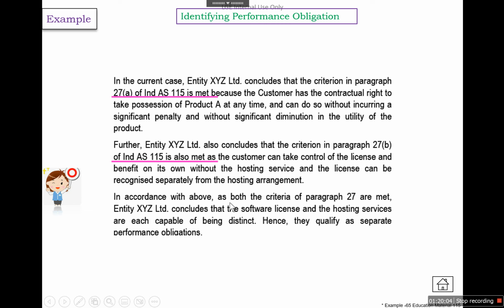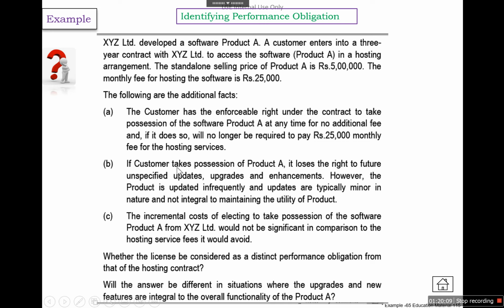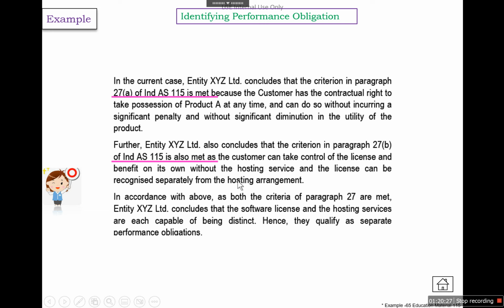Because it can take possession and the upgrades that it is providing are not integral to maintaining, and it is also cost effective, it will not have a significant impact on the cost if it takes the possession. So both the conditions of being capable of being distinct and separately identifiable, not integrated, not customized, not highly interdependent, are met, so it can be called distinct.